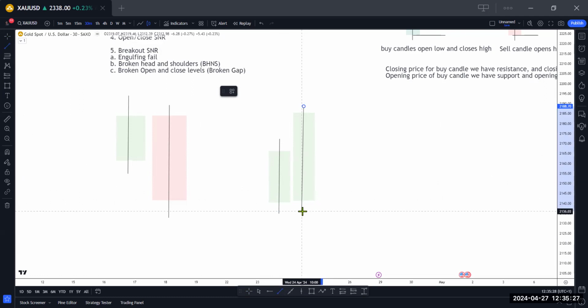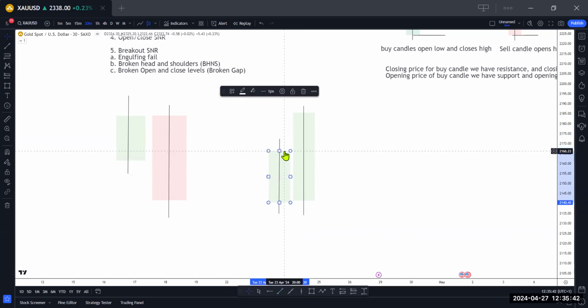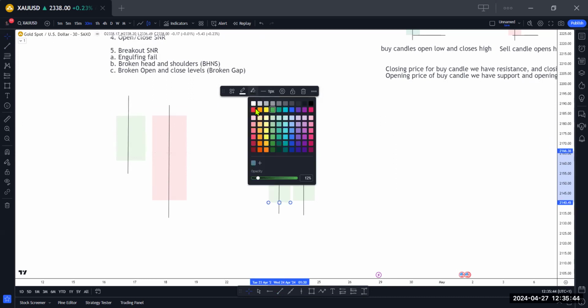Engulfings are actually very powerful, right? They are very, very powerful because they have a lot of support and resistance inside them. The engulfing candle pattern has the most support and resistance levels we can ever find in any chart pattern. That's why they are very, very powerful.